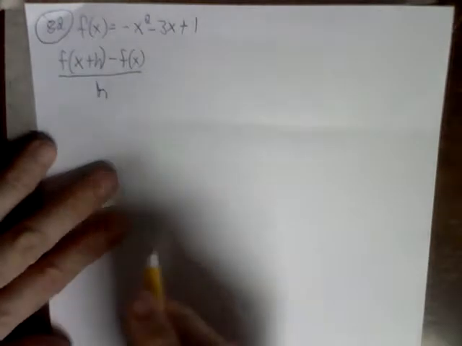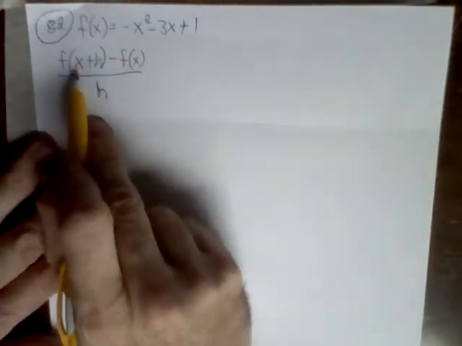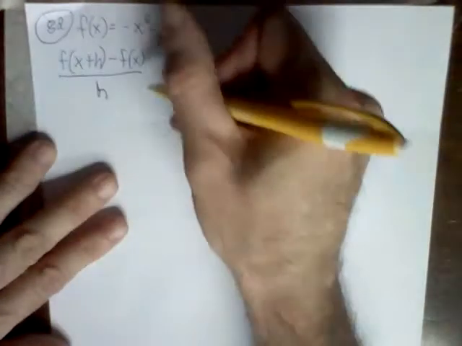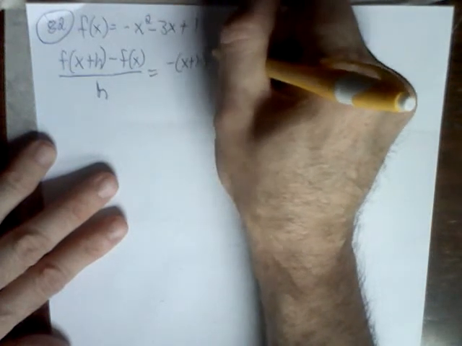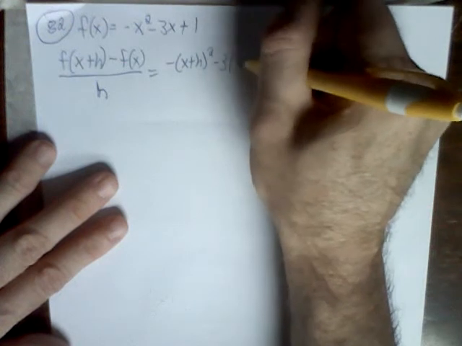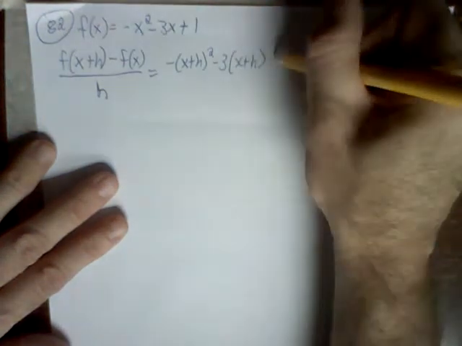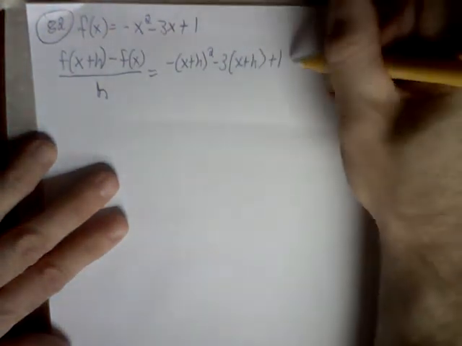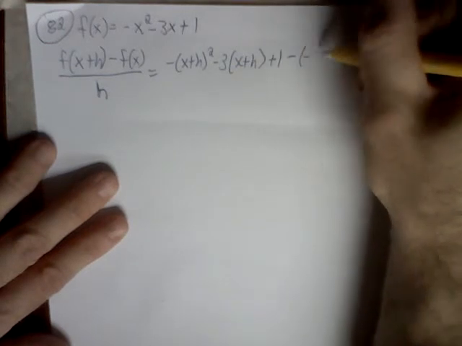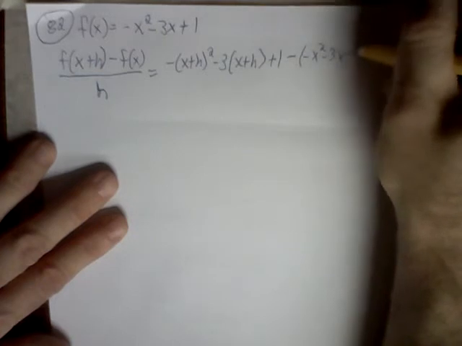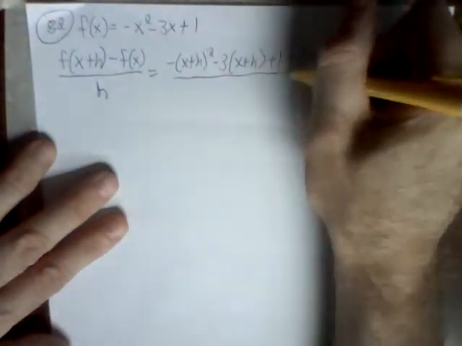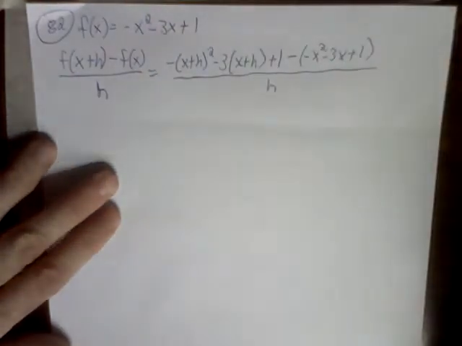All right, so enough said. That's my lecture on that. I'm replacing x with x plus h. So I have negative x plus h squared minus 3 times x plus h plus 1. And then minus f of x, minus negative x squared. You see those parentheses are super important here for us. All over h.